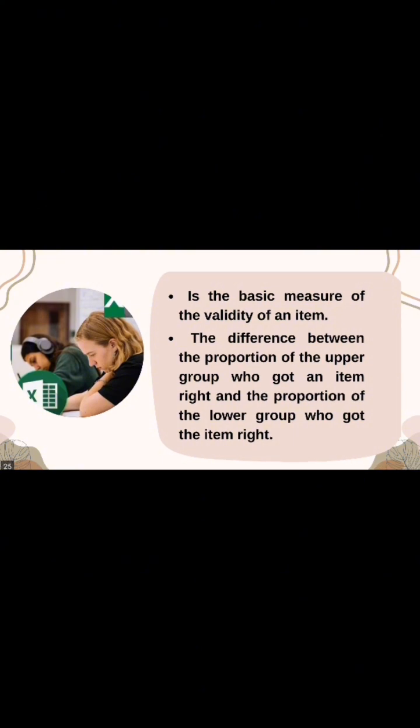So, the discrimination index is the basic measure of the validity of an item. It is the difference between the proportion of the upper group who got an item right and the proportion of the lower group who got the item right. The total number of examinees will be divided into 25% in the upper group and 25% in the lower group. We will tackle that further later on.